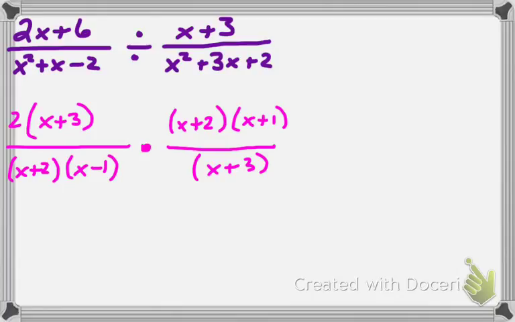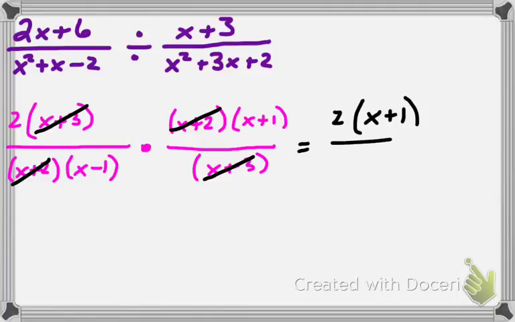And now we're looking to cross out, hopefully, stuff. So it looks like bing, bing, and the other one's a trap. So it looks like my final answer is 2 times x plus 1 over x minus 1.